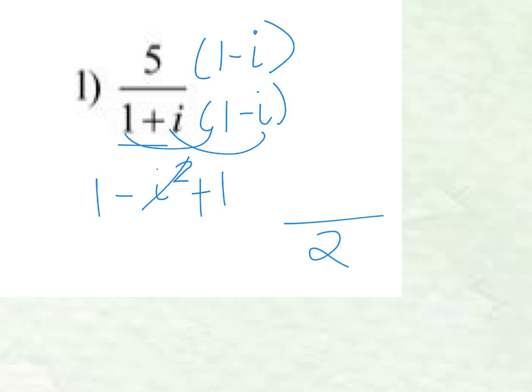And then up top, it's not a FOIL situation, it's just a distribution. So I can say 5 times 1 is 5, and 5 times negative i is negative 5i. And then I would look to see if those could be reduced, if all 3 numbers could be reduced, and I don't see any, so that would be an acceptable answer.